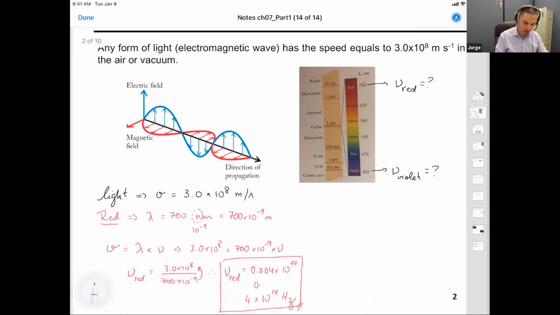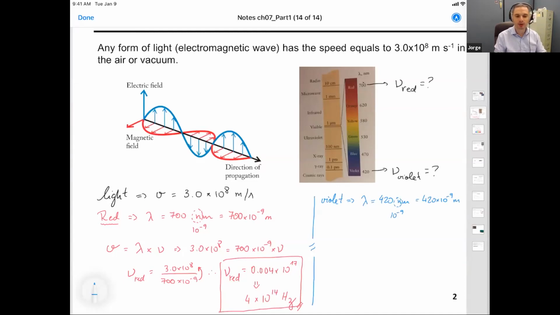Now let's do the same thing for the violet. Violet, according to the table, has a wavelength around 420 nanometers. So violet, it's a much shorter wave. First thing is to convert from nanometers to meters. Remember that nano is 10 to the minus 9. So we can leave like that for now.